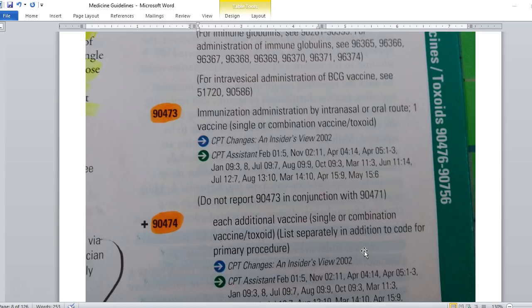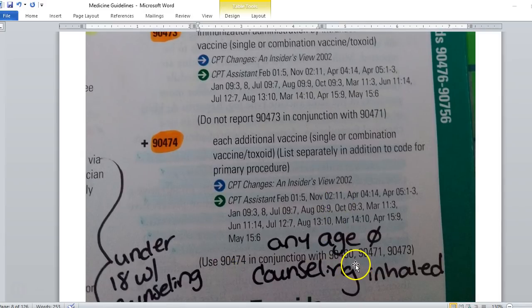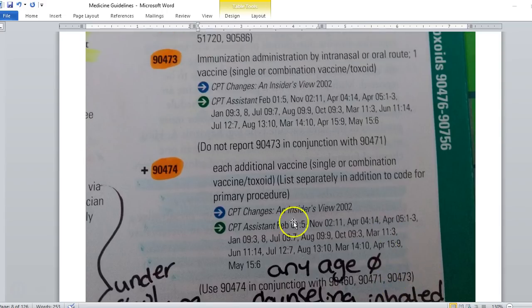However, this is where it gets a little tricky. If the patient is getting an injection and they're getting an inhaled, you have to make sure that we are using the correct code. So right here it says 90474 can be used in conjunction with 90460, 90471, and 90473. Do not report 90473 in conjunction with 90471.